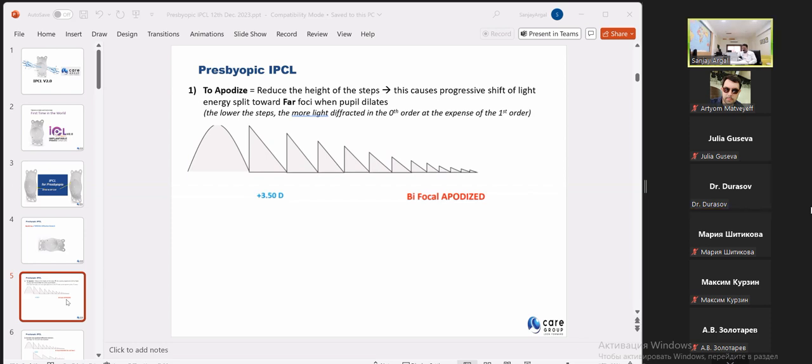So this is the basic principle of any bifocal lens.